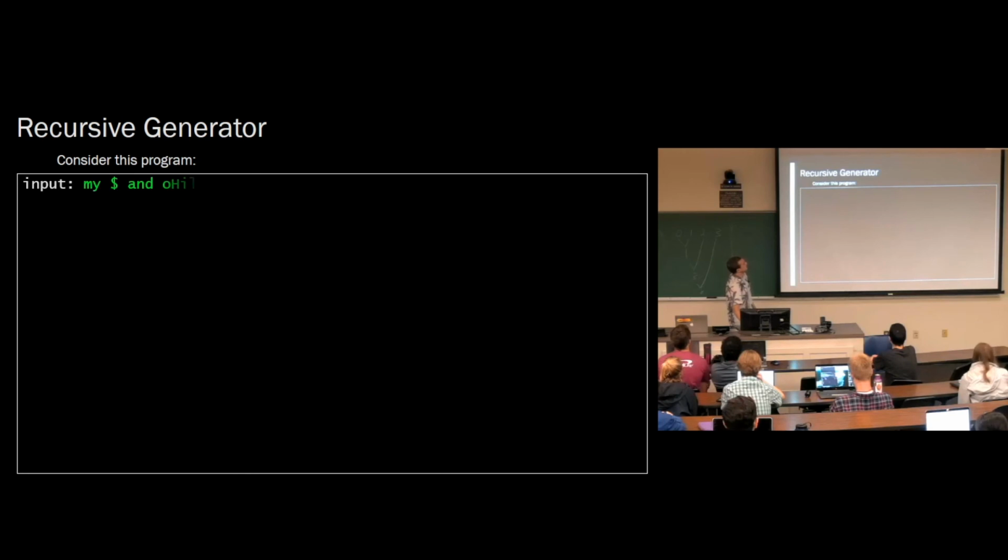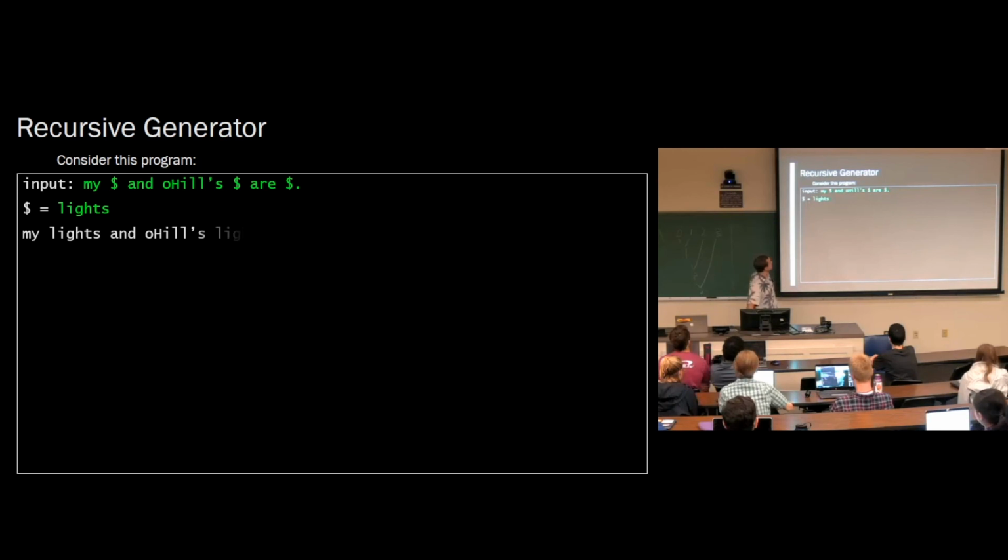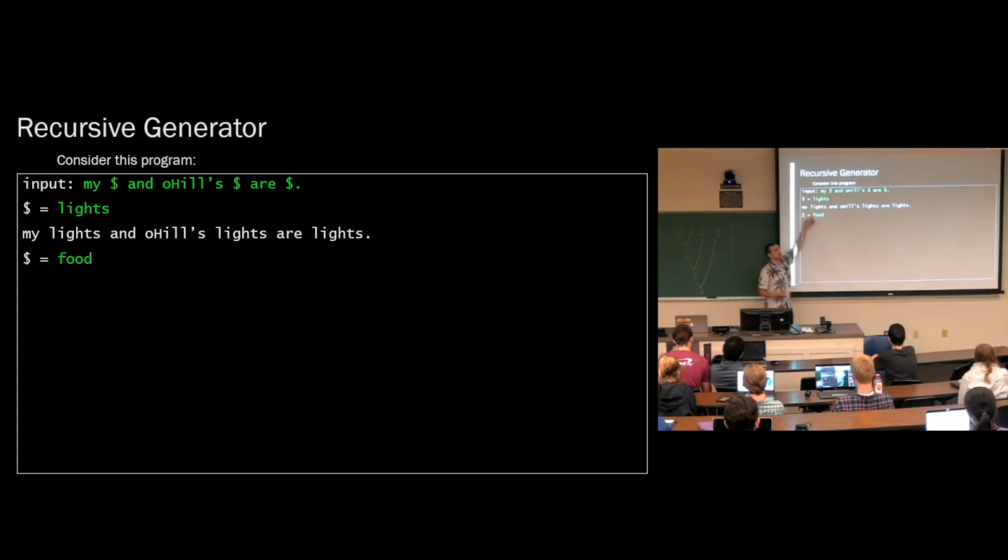Generators can be recursive. So this is a fun little program, which is actually really useful for certain things. Let's say we want a program that takes in user input, and your user input might have some dollar signs in it. We want to then prompt the user for something to substitute into those dollar signs. So here we said lights. Each dollar sign turns into lights. Then we get prompted for another substitution. Here, let's say food. Then we substitute with that food.